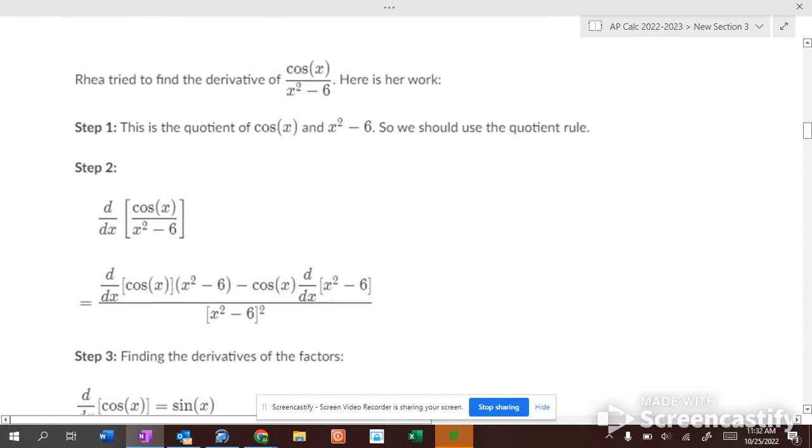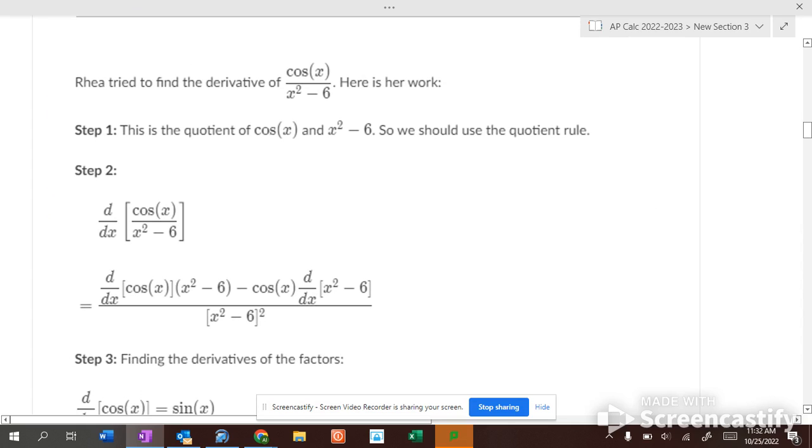Let's look at another one. Rhea tried to find the derivative of the cosine of x over x squared minus 6. What should you do? Quotient rule. Yeah. So she decided, hey, we're going to use the quotient rule. Step 1. Yep, we got it right.